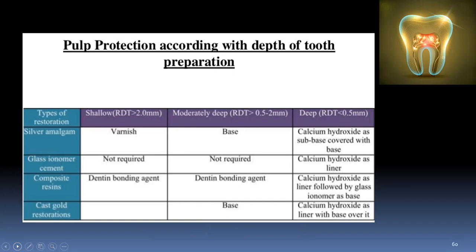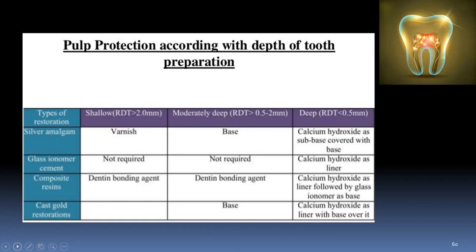Here we can see the type of preparation and the remaining dentin thickness, which can be classified into three. Shallow means the remaining dentin thickness is more than 2 mm; moderately deep means the remaining dentin thickness is between 0.5 to 2 mm; and deep means the remaining dentin thickness is very little, less than 0.5 mm.